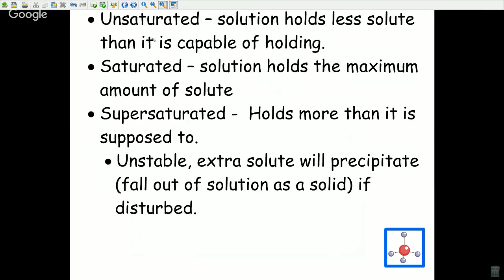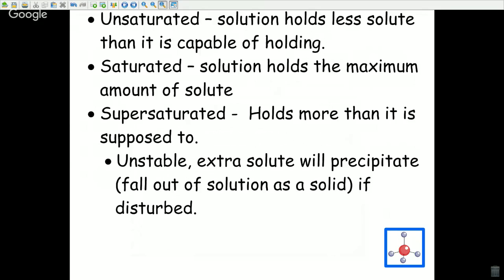So one way to know if you have an unsaturated, saturated, or supersaturated solution is to just drop a little bit more solute in there. And if it dissolves, you know it's unsaturated. If it settles to the bottom, then it's saturated. And if it turns into a solid, then it was supersaturated. And a good example of this would be the hot ice demo, which you can see here.